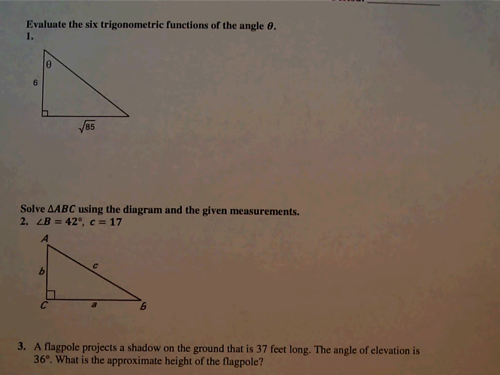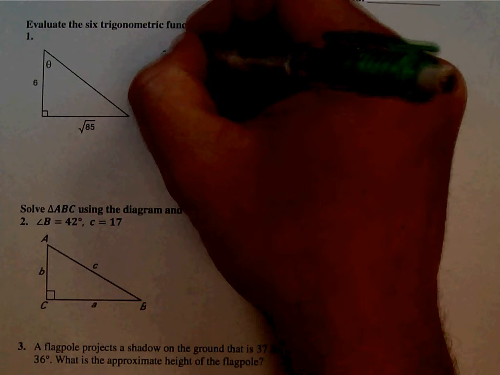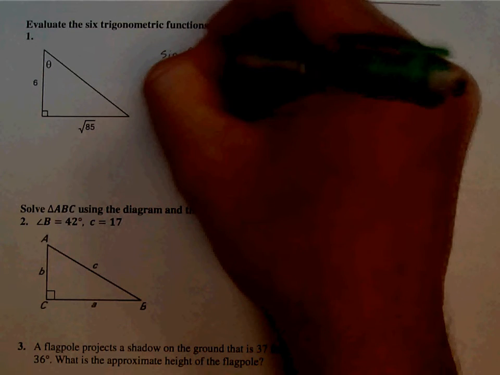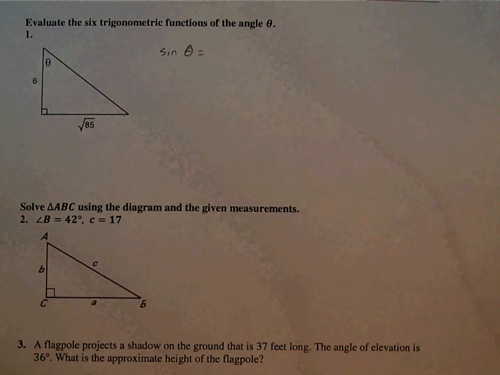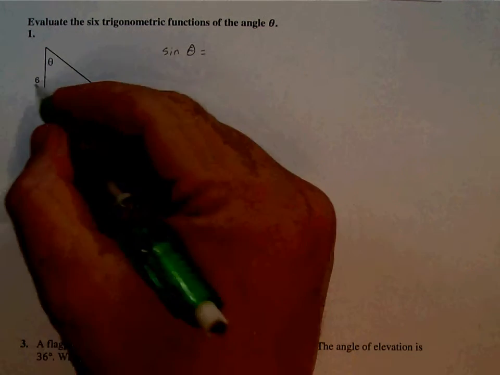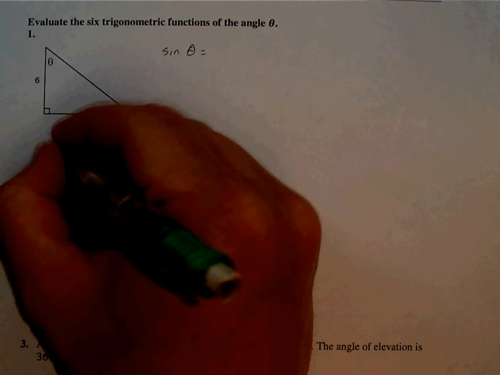Okay, so this first one, we're supposed to evaluate the 6 trig functions. So we'll start with sine. We know sine is opposite over hypotenuse. Well, if we look at this picture, we don't even know what the hypotenuse is yet. So we're going to have to do a little Pythagorean theorem on here.